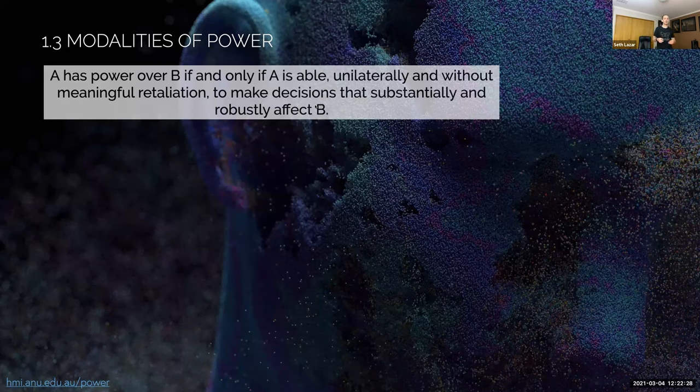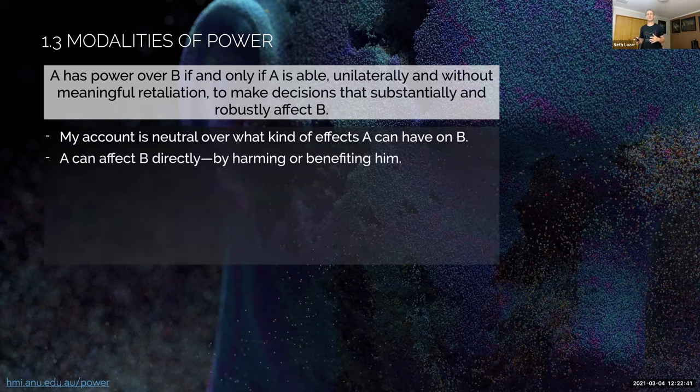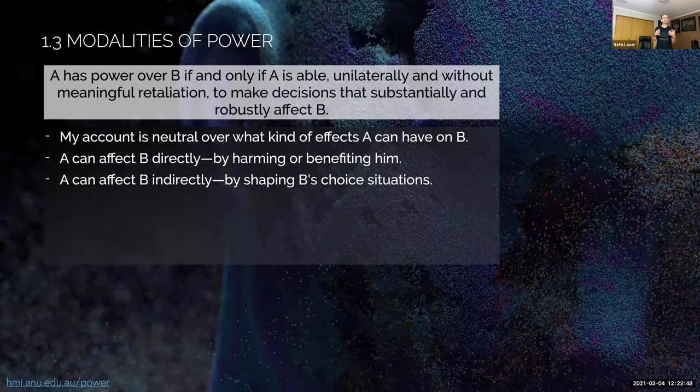And I'm now going to talk about the modalities of power, the ways in which power can be exercised. Because as you'll see from my definition, my account is neutral over what kinds of effects A can have on B. I talked about being able to harm or benefit B, so A can affect B directly. But that's not the only kind of effect. You can also affect B indirectly by shaping B's choice situations. So what do I mean by a choice situation?